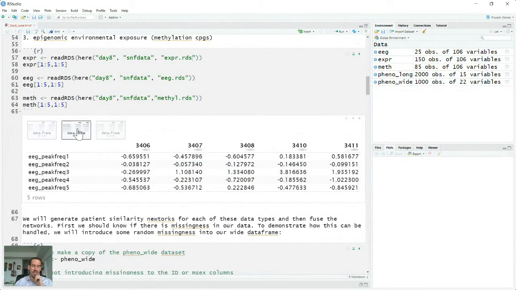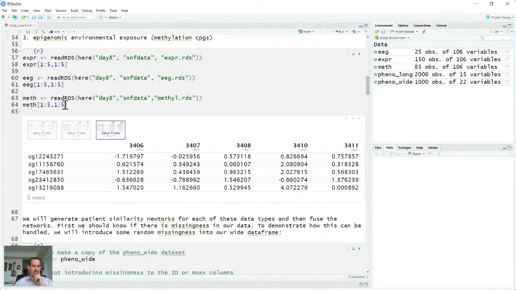We can look at the EEG data, and what do we have? Well, it looks like the same kind of people. So the identifiers are the same, subject 3406, subject 3407, subject 3408. And the variables here are EEG peak frequencies for different bands. And they have some values here. We can ignore the credibility of what those values could take up for now. And it's just showing the top 5 rows. There are many more rows here. We'll look at the number of features in a second.